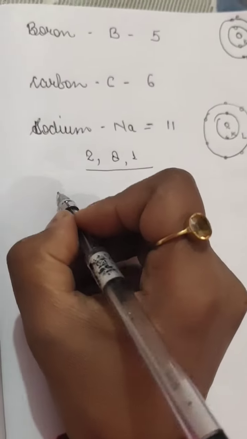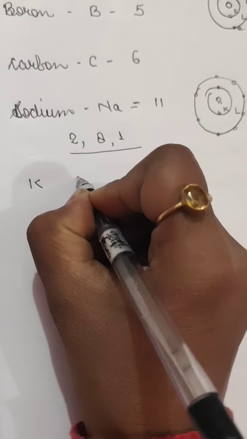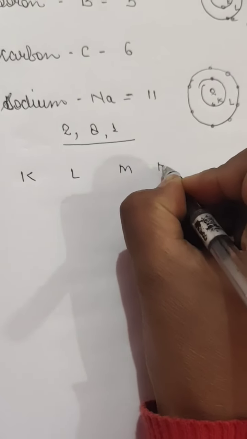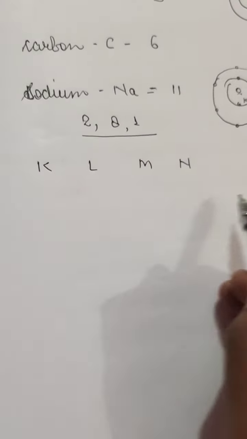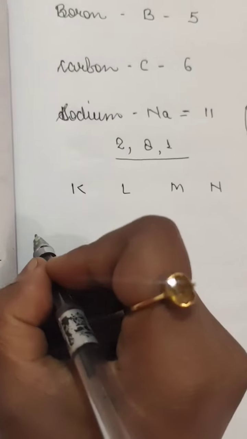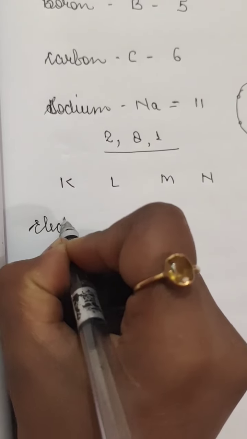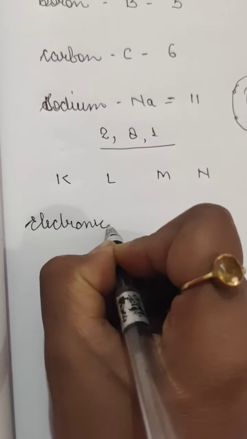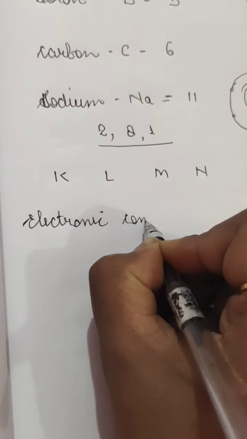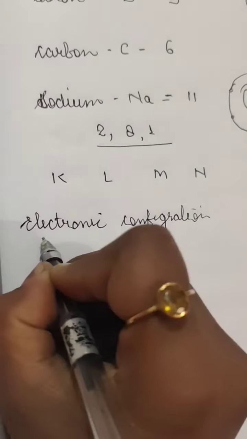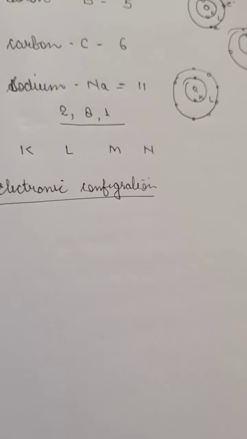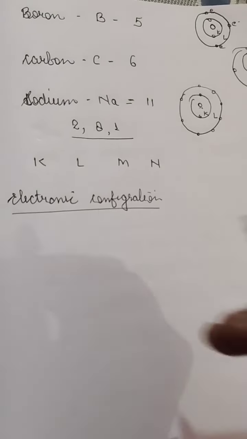So how did I do this? Because we know that it has to be K, L, M and N shells. So writing the electrons in this manner is called electronic configuration. If in the exams a question comes, write the electronic configuration of any element, this is the thing we have to do.